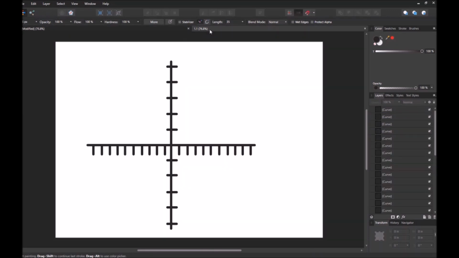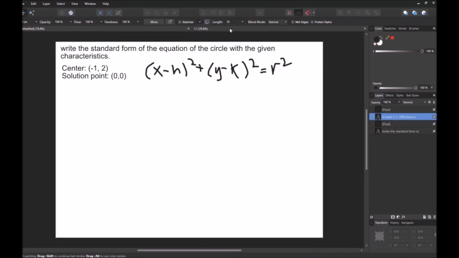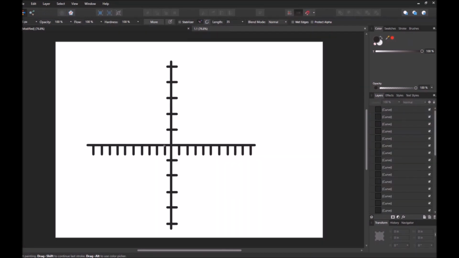Well, let's look at the graph over here. So our center is going to be at -1, 2. So we go to the left by 1 and up 2. And we have a solution point at 0, 0, meaning this is a point on the edge of the circle, if you want to call it that, meaning the circle will go kind of like this. That's a bad drawing, but that's just for example.